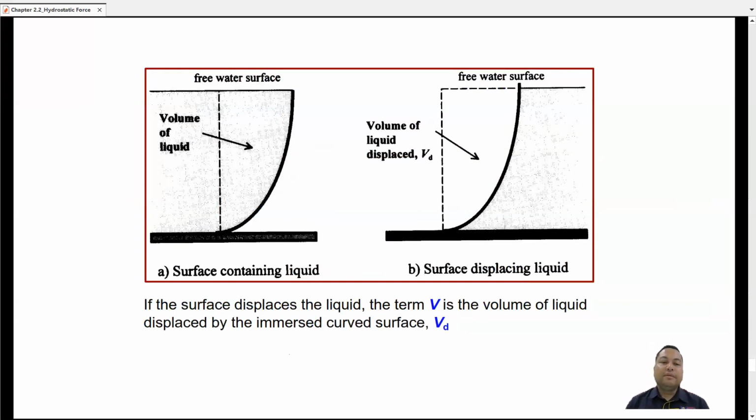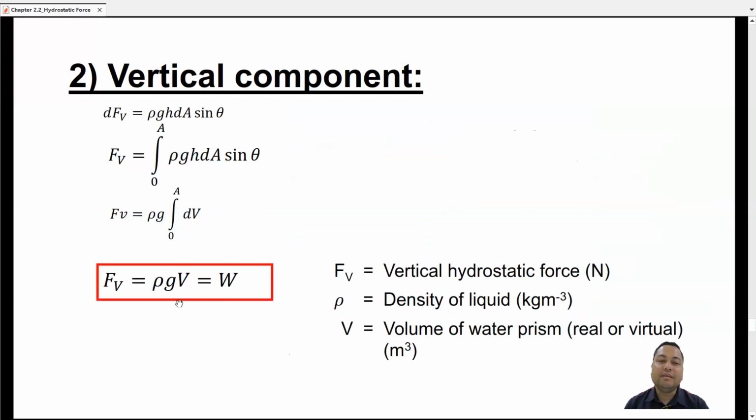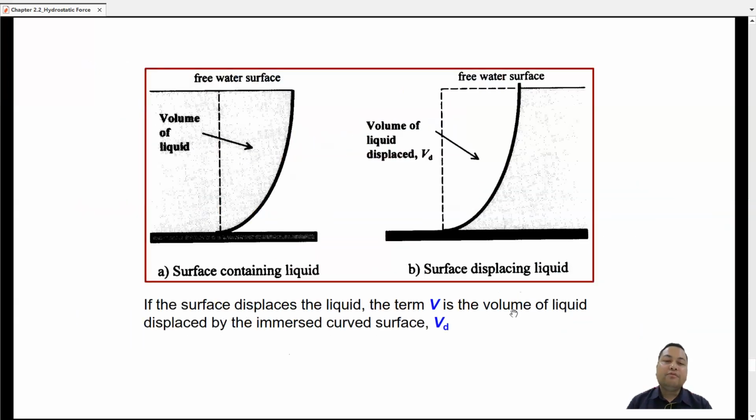Okay, if the surface displaces the liquid, the term V in this equation to determine the Fv is actually the volume of liquid displaced by the immersed curved surface. So no matter whether it is a surface containing liquid or surface displacing liquid, the volume taken is the volume above the curve, whether it is the volume of liquid or the volume of the liquid displaced. So the V remains the same.